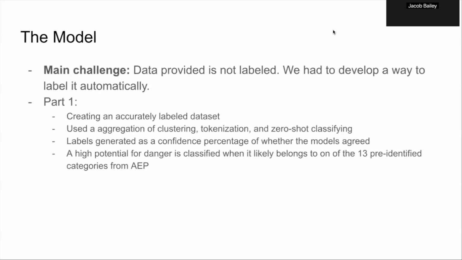So starting with the model, the main challenge here was that the data we got was not labeled, so we couldn't do any supervised learning techniques. We had to develop a way to label it automatically, and we did this with an aggregation of clustering, tokenization, and zero-shot classifying. And then we generated labels as confidence percentages between 0 and 1 of whether the models agreed with each other. And then a high potential for danger is classified when it likely belongs to one of the 13 pre-identified categories from AEP.